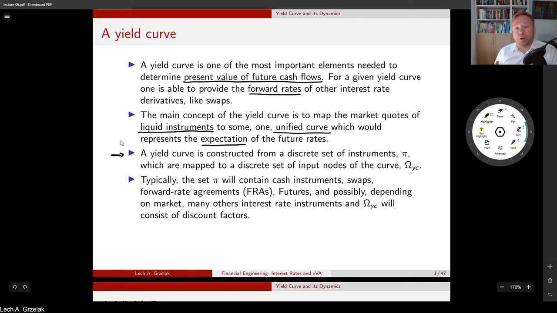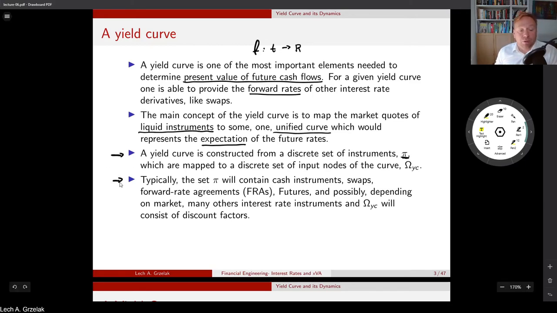If we talk about the curve and about a function in general, a function which maps time to some real values is a continuous function. So the yield curve we can think of as a continuous function, but the number of instruments that we can see in the market is not infinite. We have a finite number of instruments. So the yield curve is constructed from a discrete set of instruments, which we denote by pi, mapped to a set of discrete outputs. We have these so-called spine points we already discussed before, and to connect those spine points, we use interpolation.